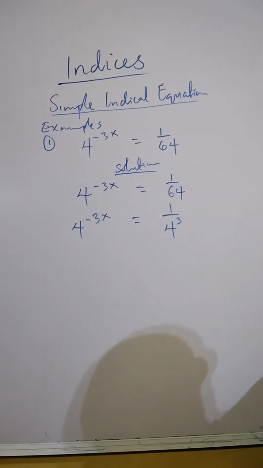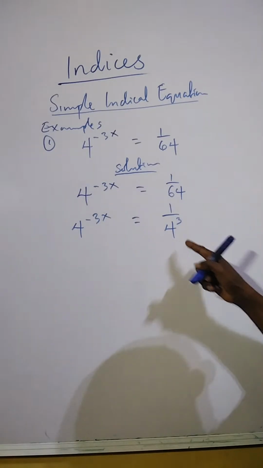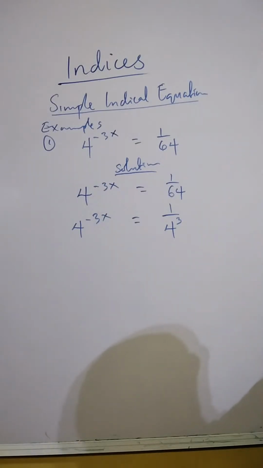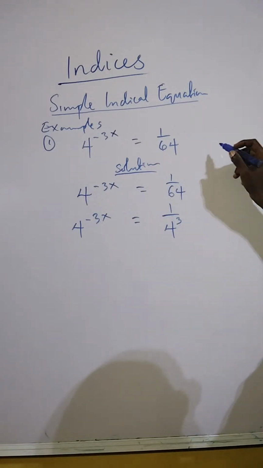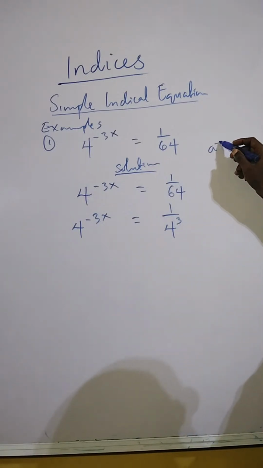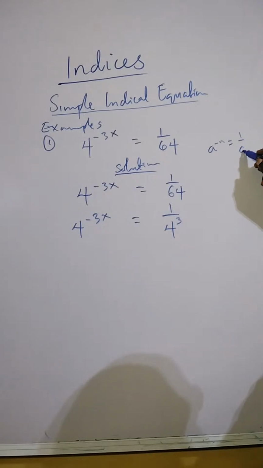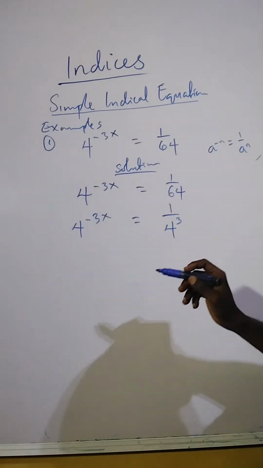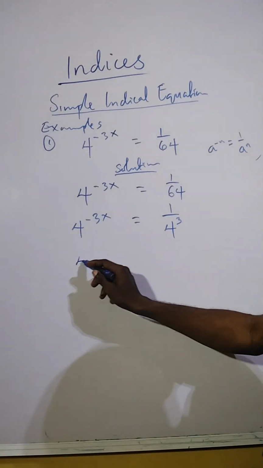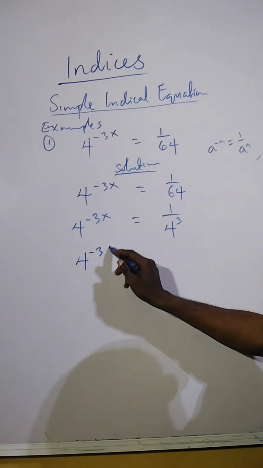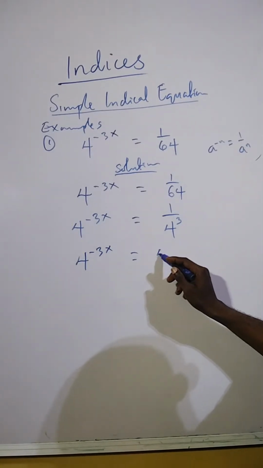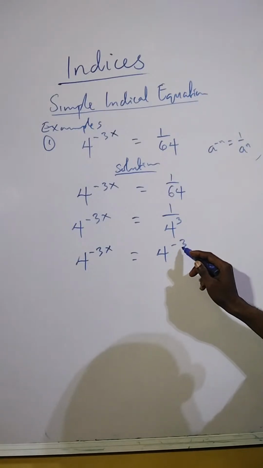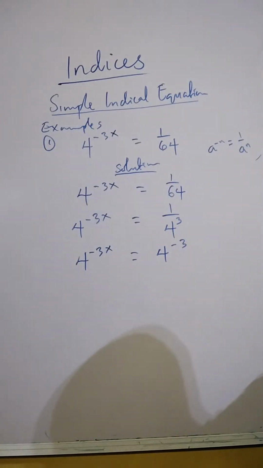Then, now look at this side here. We can apply that and reverse the negative index. Of course, when we have a raised to power minus n, that's 1 over a raised to power n. So we can reverse it to have a negative power. So we can then say that this is 4 raised to power minus 3x now equals 4 raised to power minus 3. So this and this are the same thing.